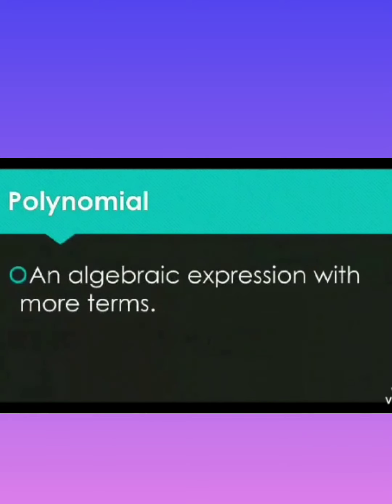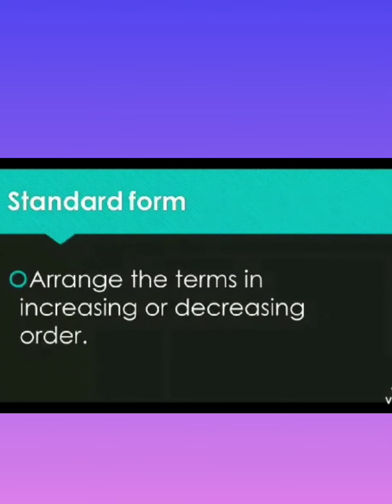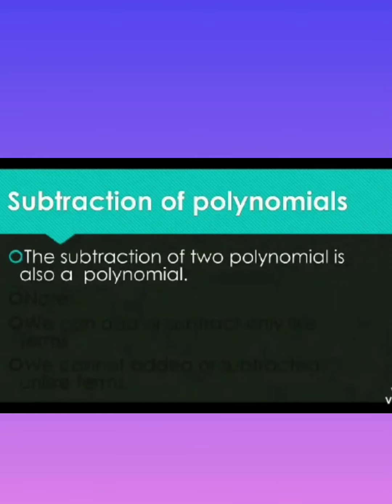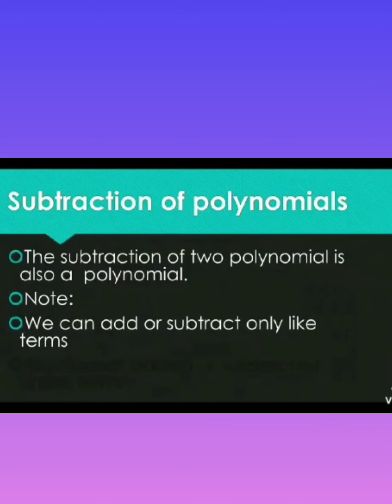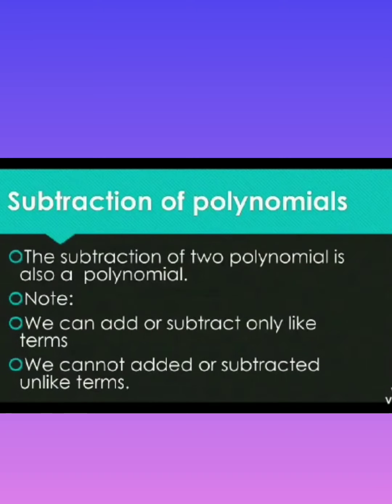Polynomial. An algebraic expression with more terms. Example 2a plus 3b plus 5c plus d. Standard form. Arrange the terms in increasing or decreasing order. Subtraction of polynomials. The subtraction of two polynomials is also a polynomial. We can add or subtract only like terms. We cannot add or subtract unlike terms.